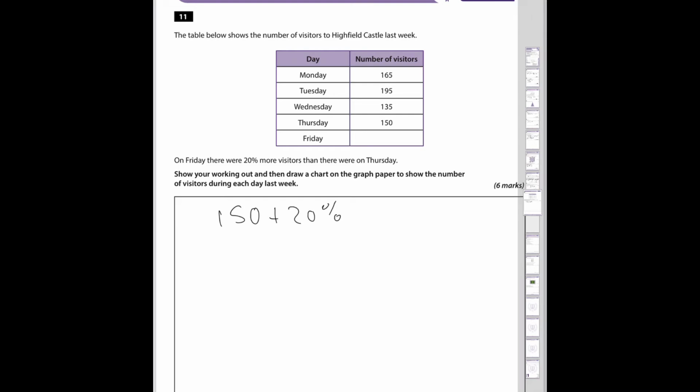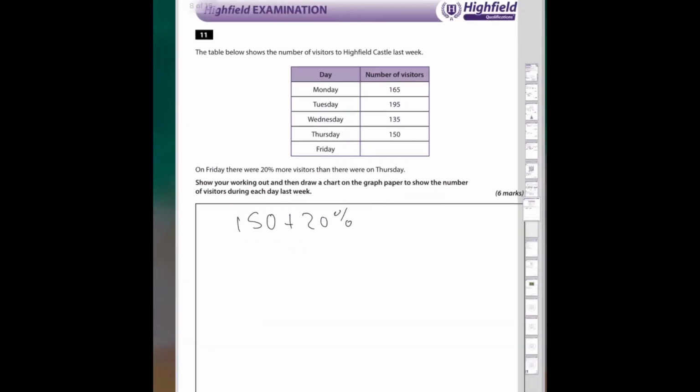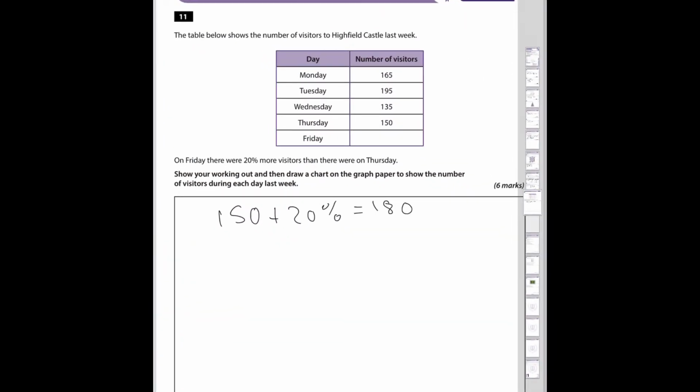So you're working out and then draw a chart on the graph paper to show the number of visitors during each day. Okay, so we first need to work out this number here. On the calculator, 150 plus 20% is 180. So 180 in there. So really easy to do on a calculator. So 180 is that number. And then what you'd need to do is draw a graph, a suitable graph.